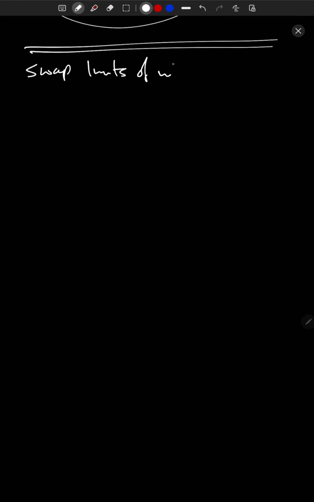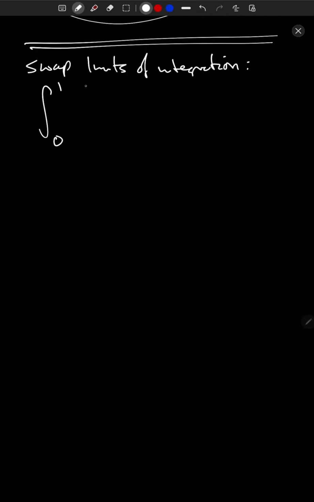So this is an interesting technique. One of the most typical examples is something like this. You're given an integral, let's say from 0 to 1, from y to 1, of e to the x squared dx dy. And you're asked to compute it.